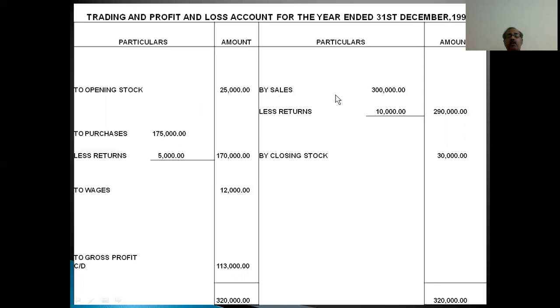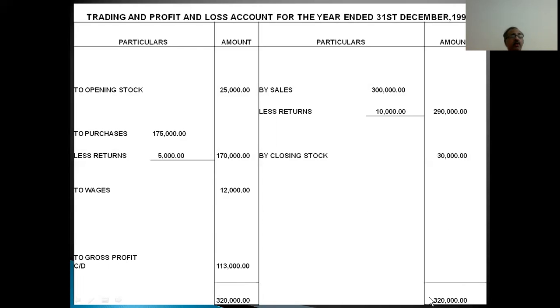Then credit side, inner column by sales 3 lakhs, less sales returns 10,000, so outer column net sales 2,90,000. Closing stock 30,000. See here, credit side is more than debit side, so we can say it is a profit. This is the gross profit. Gross profit will be 1,13,000. That will be showing on the debit side for balancing. So, to gross profit carried down 1,13,000.